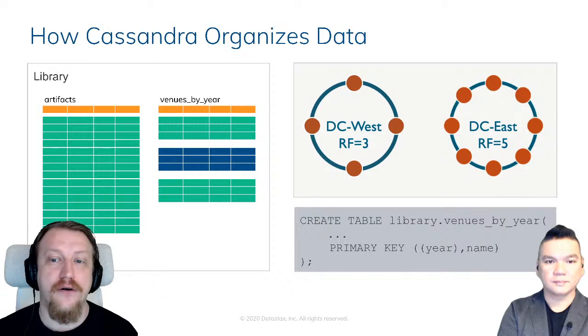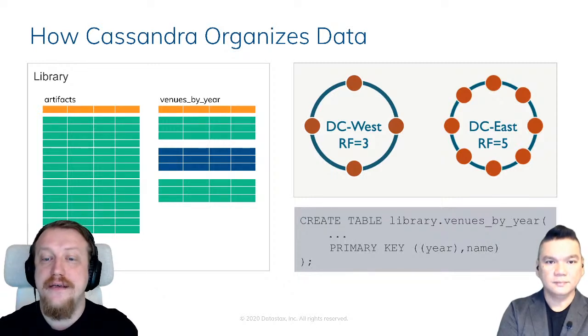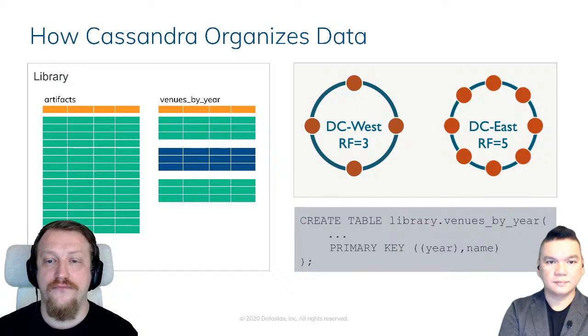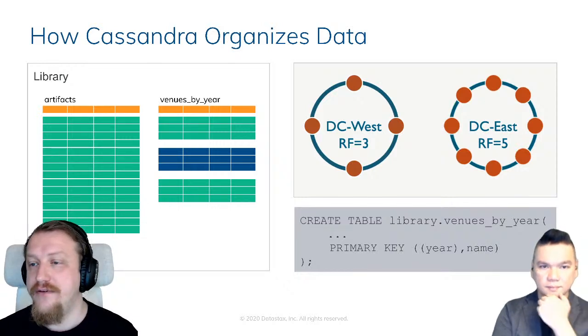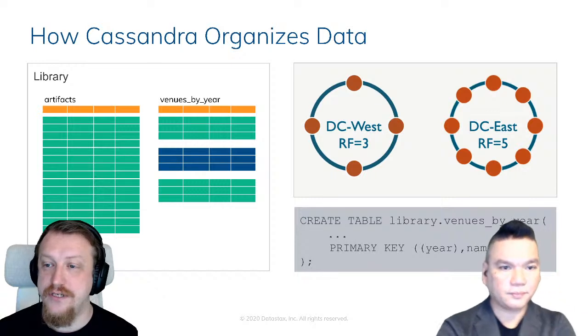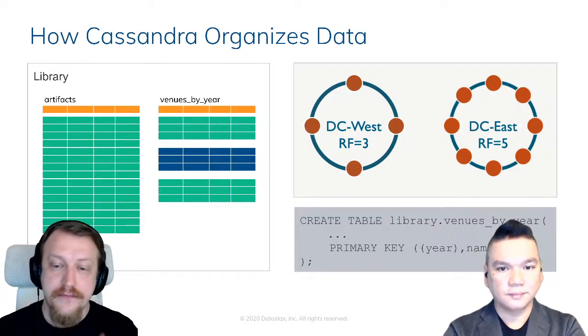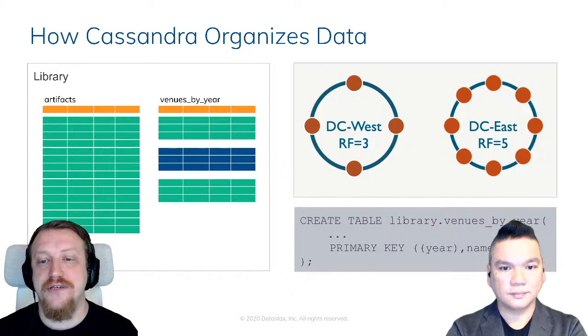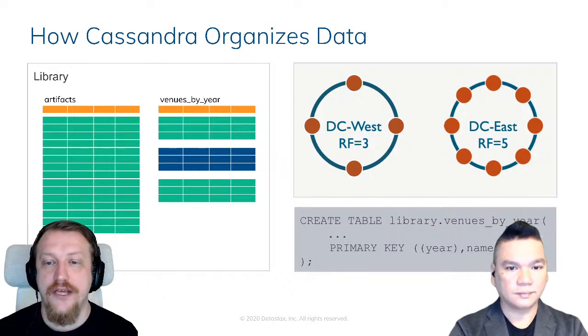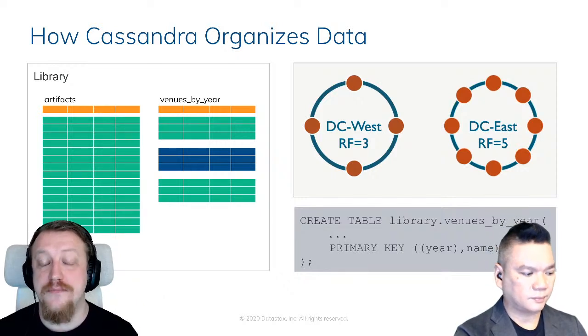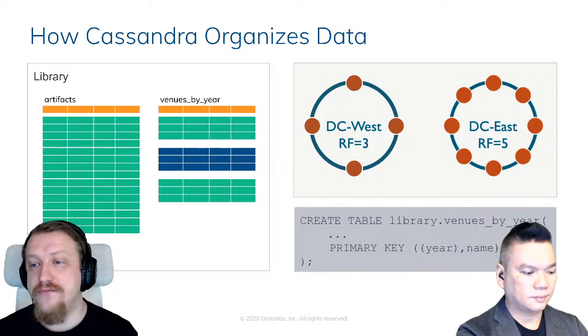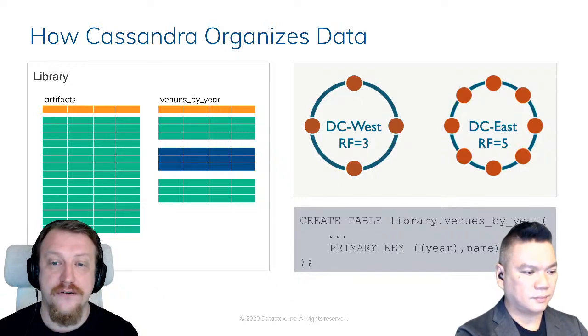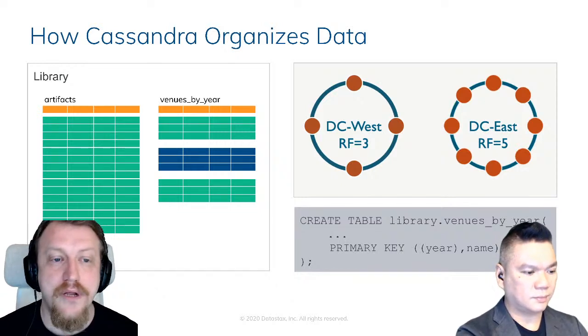Now, speaking about the data centers, on the right you see 2 data centers. One data center consists of 4 servers, that's data center West, and another one consists of 8 servers, that's data center East. For them, as you remember, we have set different replication factors. For the West, we have set replication factor 3, and for East, we have set replication factor 5. So what does that mean?